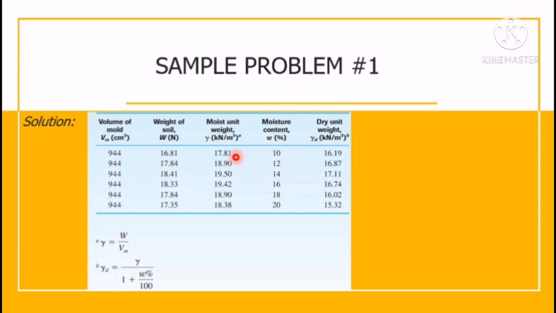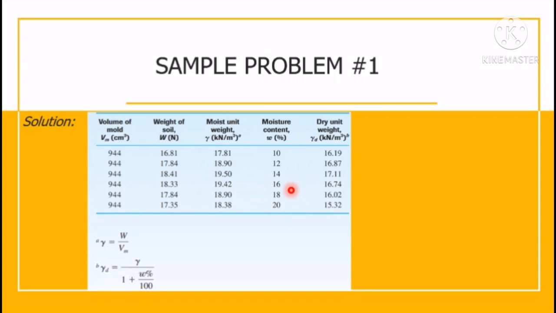And 17.81 over 1 plus MC is equal to 16.19. So, again, ganun din dito. This will be 17.84 divided by 944. That will be in Newton per cubic centimeter. So, para ma-express natin sa unit weight, i-convert lang natin para maging kilonewton per cubic meter siya. It will be 18.90. In order for us to get the dry unit weight, this will be 18.90 over 1 plus 0.12. This will be 16.87. And this will be the whole process.